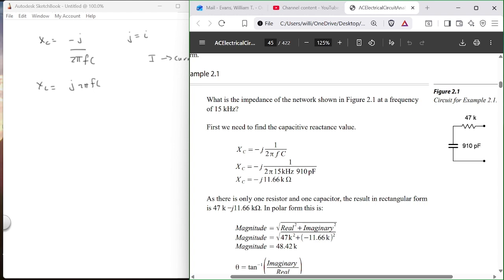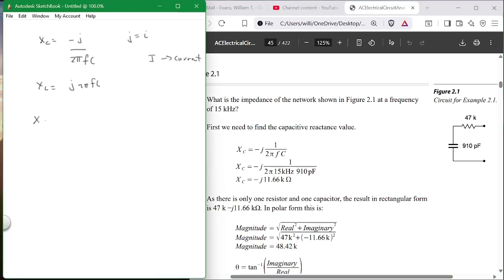Here is the calculation for x sub c. Here is the actual device. So instead of writing 910 picofarads, you write minus j 11.66 k ohms. And it's in ohms. So the units of resistance are what we call impedance now. Instead of what we call x is impedance, R is resistance.